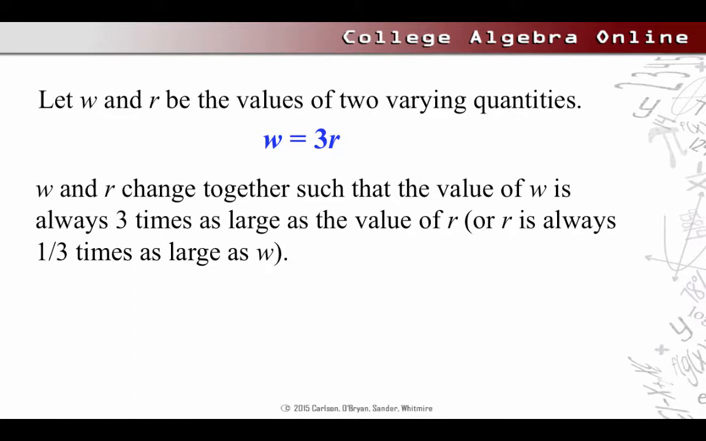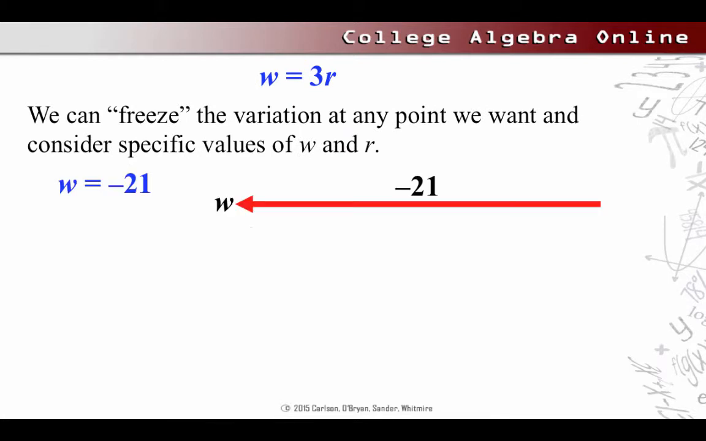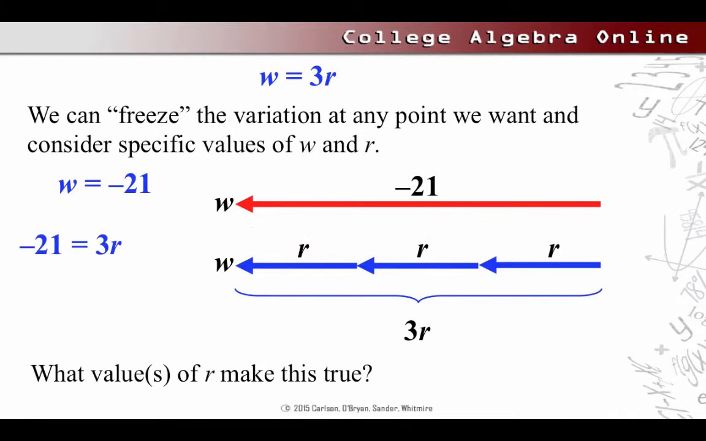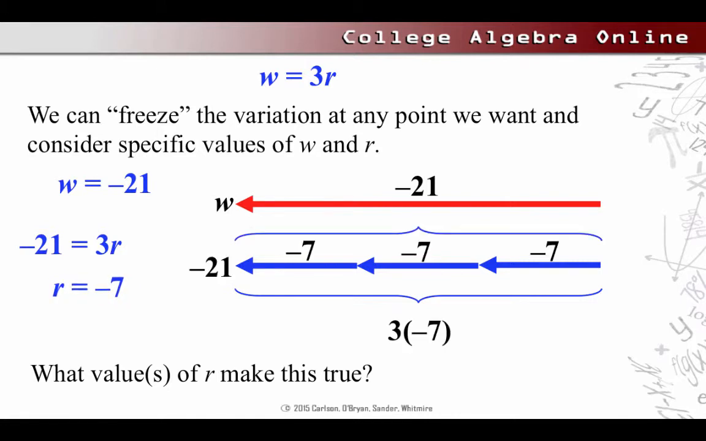We can freeze the variation at any moment and consider specific values of w and r. For example, if r equals 13, then w is 3 times as large as 13, or 39. Similarly, we can freeze the variation when w equals some number, such as w equals negative 21, and consider the corresponding value of r. If w equals negative 21, then 3 times r equals negative 21. So the value of r is the number that is 1/3 times as large as negative 21. Therefore, the solution to the equation negative 21 equals 3r is negative 7. This is the value of r when w equals negative 21.